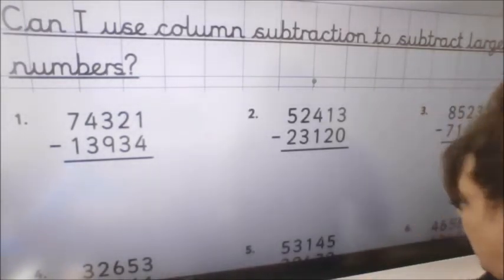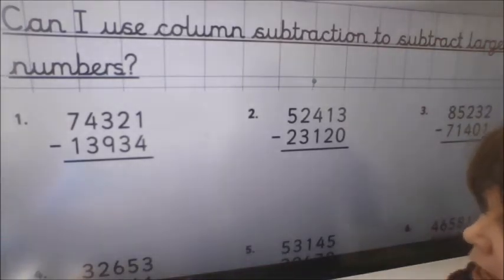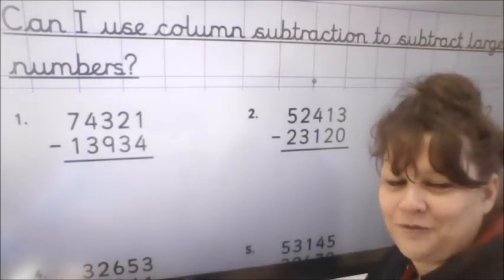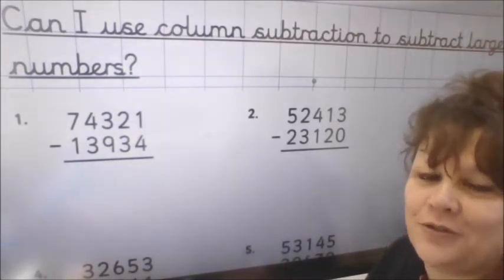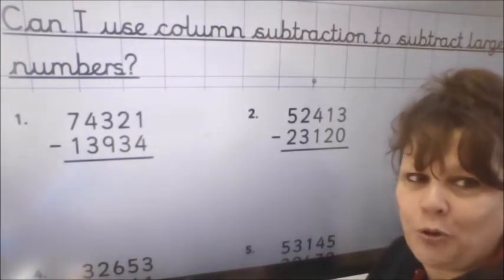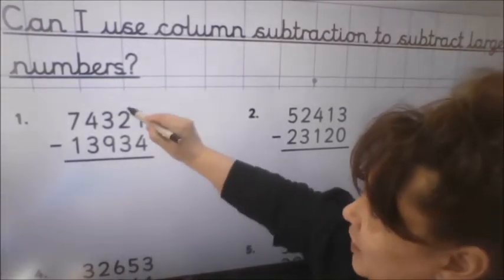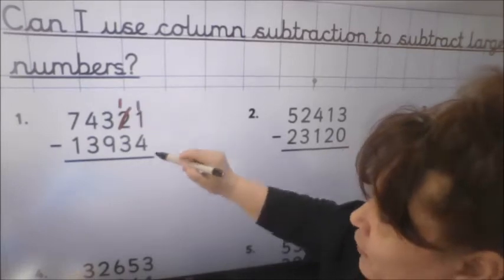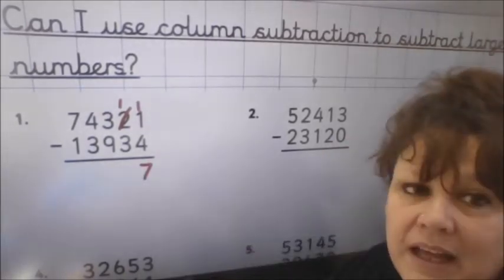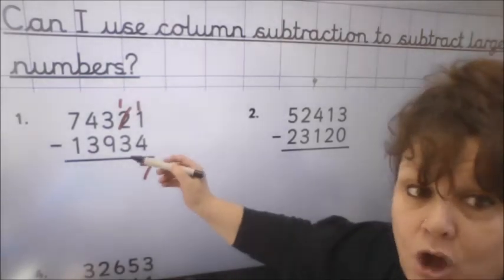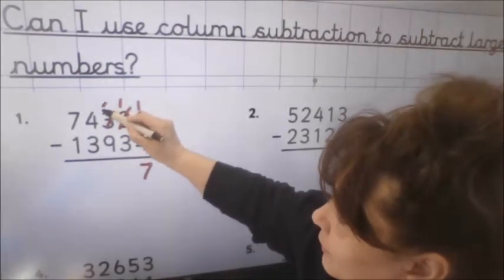Now, it isn't tricky, it's just a case of being very logical and making sure you double check your calculations. I'm going to do some examples with you, and then I'm going to set you some examples to do yourself, to warm yourself up with it before you have a little look at a page in your book. So 1 take away 4 we can't do, so we need to knock next door.